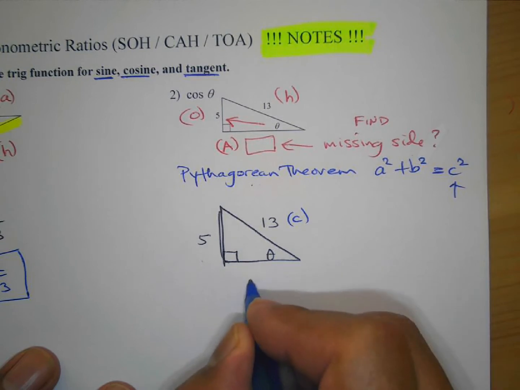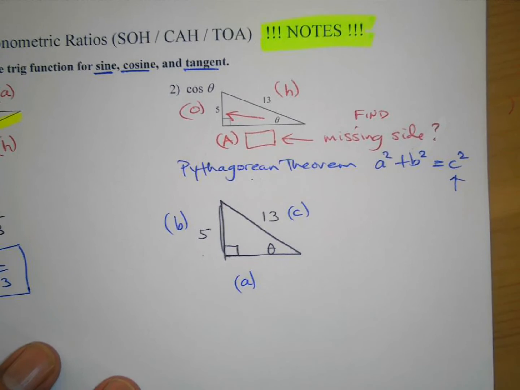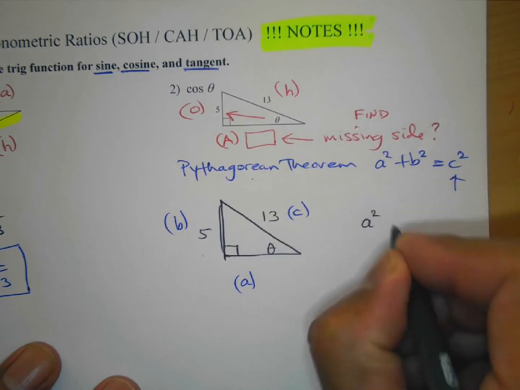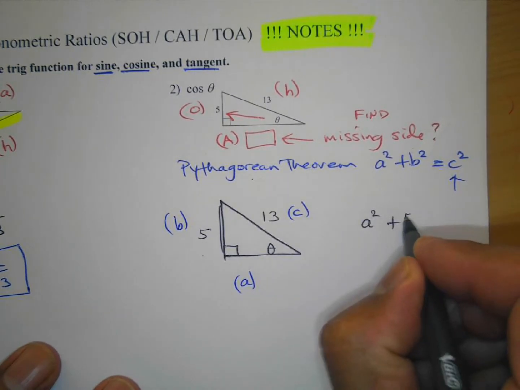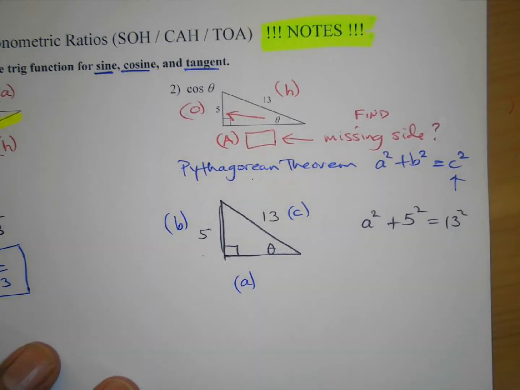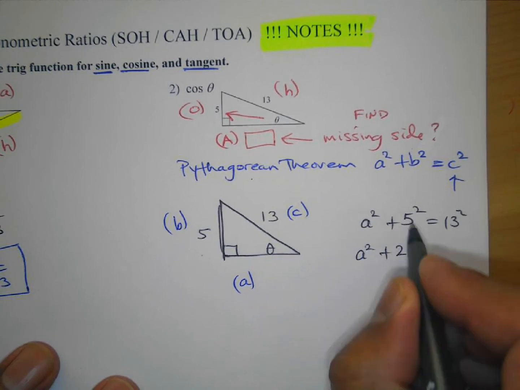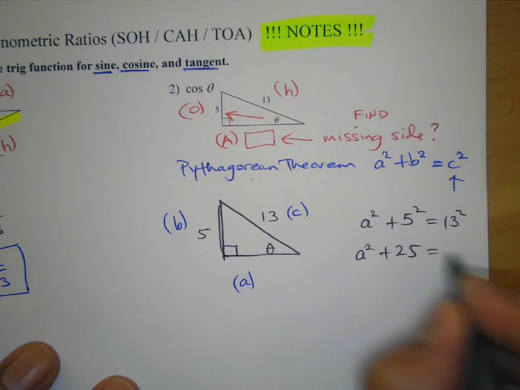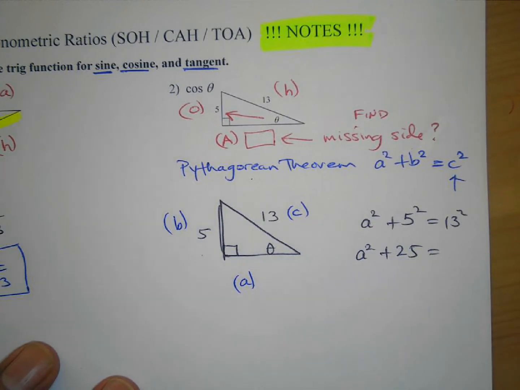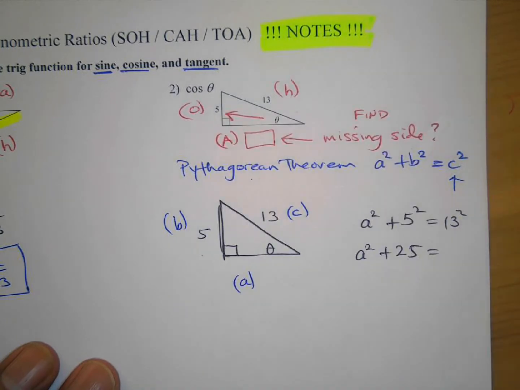So I'm going to make the missing side A, and I'll call that one B. And so you do the Pythagorean theorem, which would be what? A squared, right? I don't have A, so A squared plus B, which is 5 squared, equals 13 squared. A squared plus 25, right? 5 squared is 25. 13 squared is 169. Let me see, 13 squared. Yep, 169.